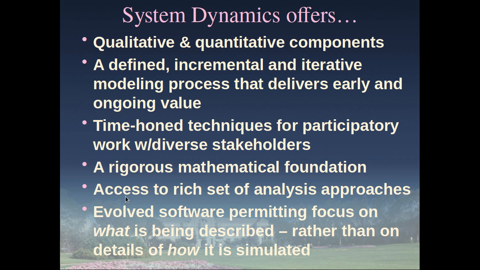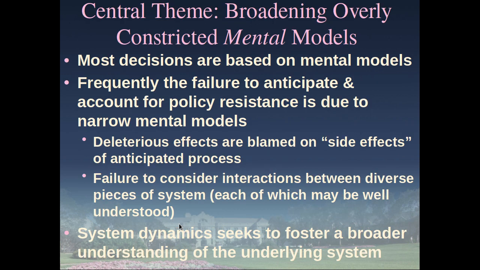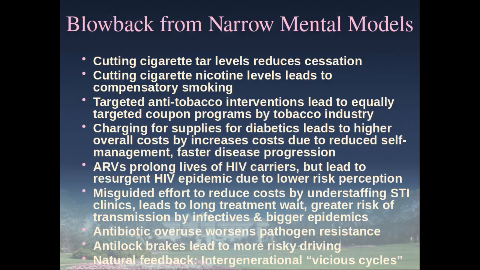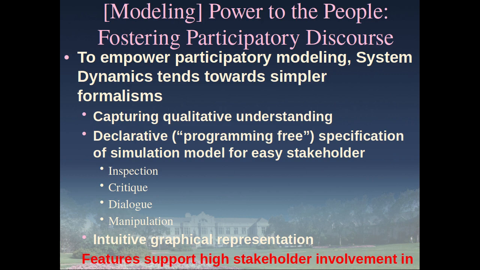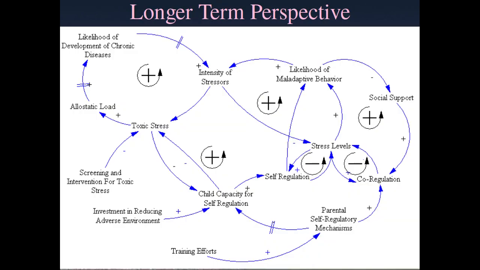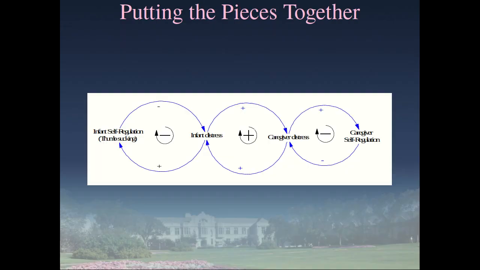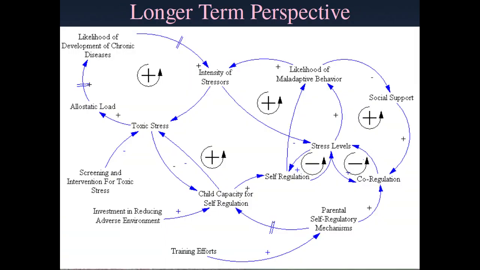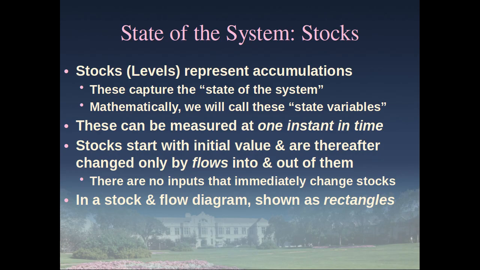It's notable in that the software that we use with System Dynamics permits a focus on what's being characterized and less so on how it's being simulated, the details of how it's simulated. And typically System Dynamics focuses on changing how people think about the situation, the mental models involved. And as such, much of it is pursued in a participatory fashion. And we'll see some examples of these causal loop diagrams. These are examples of the semi-qualitative models that are used within System Dynamics to illustrate complex systems.